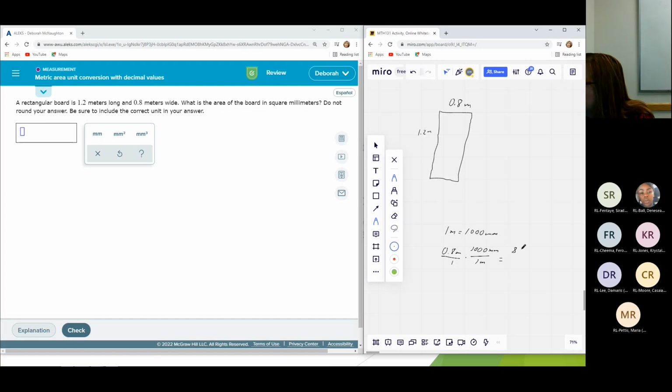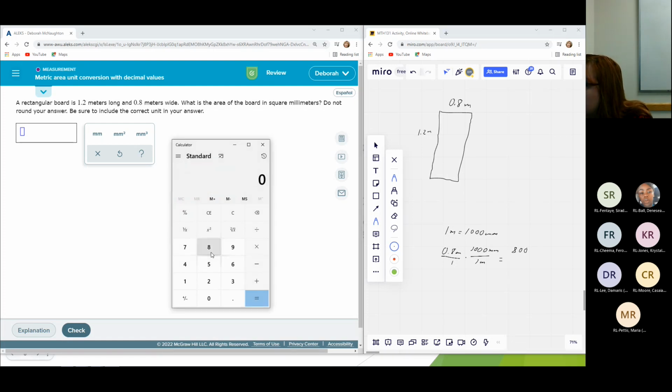So this is 800. Use our calculator so you can see, 0.8 times 1,000 is 800. So this is 800 millimeters. So I'm going to convert this one to 800 millimeters, and then 1.2 meters. 1.2 meters over 1 times 1 meter on the bottom and 1,000 millimeters on the top gives me 1,200 millimeters.